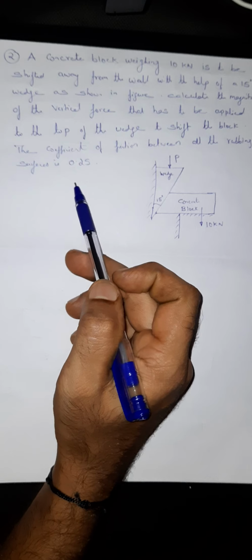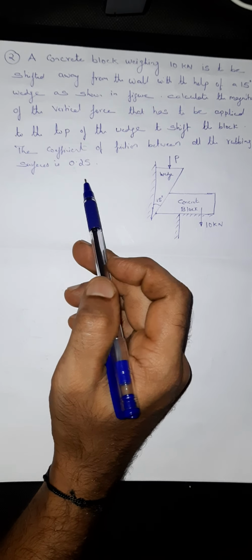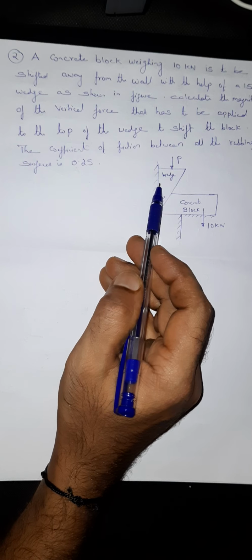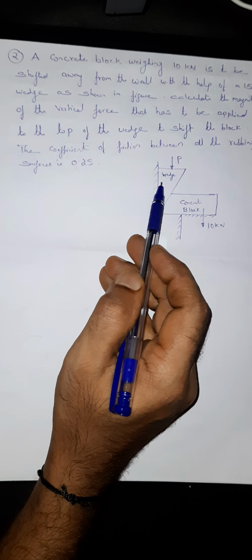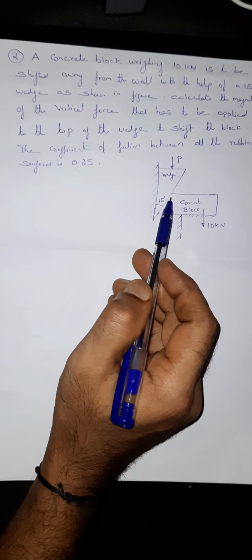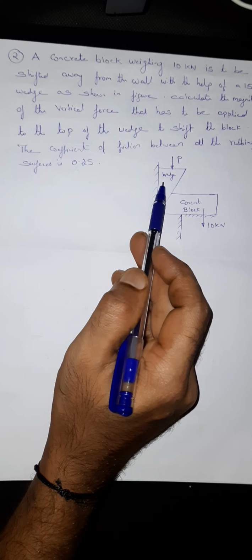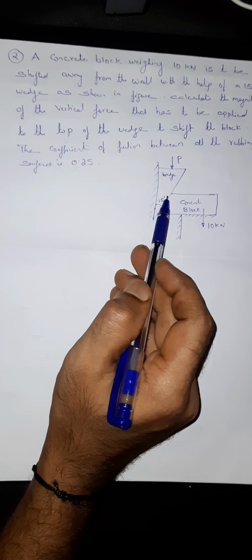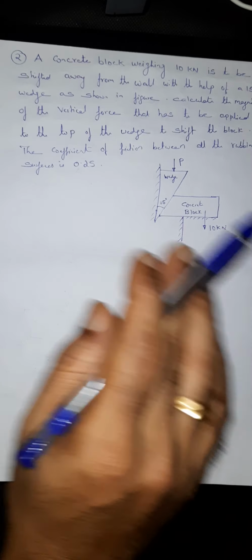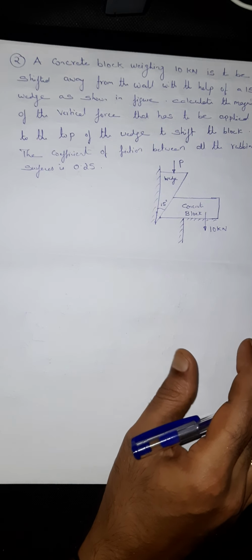For this session, we are going to solve a problem from wedge friction. The position of the wedge is vertical. In the previous session, we solved a problem of a horizontal wedge. Now the position of the wedge is in vertical shape, right? So let us read out the question to extract the inputs, that means the given data.